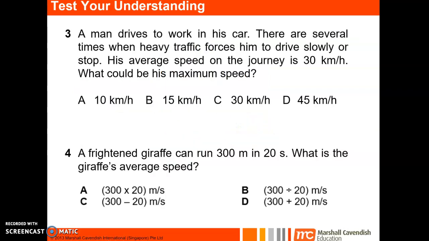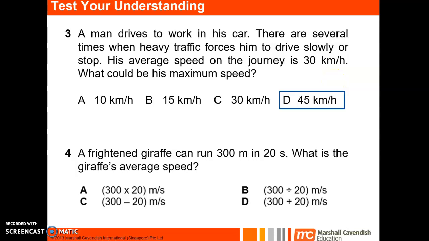Okay, next. Question 3. A man drives to work in his car. There are several times when the heavy traffic forces him to drive slowly or stop. His average speed on the journey is 30 km per hour. If you read this question carefully, there are times when he needs to slow down or stop. So his maximum speed will definitely be greater than 30 km per hour. So that gives you the answer of D.